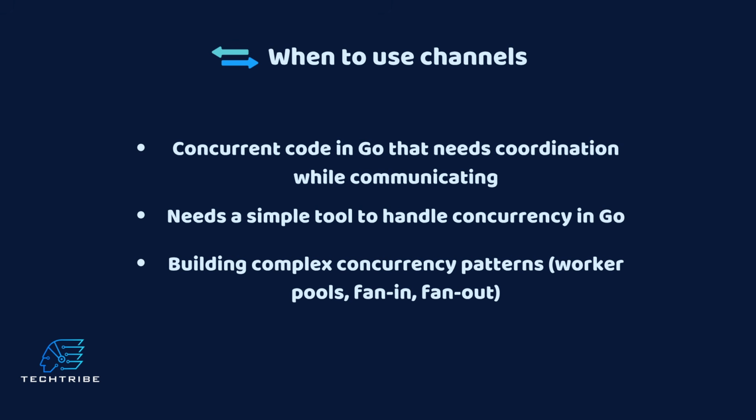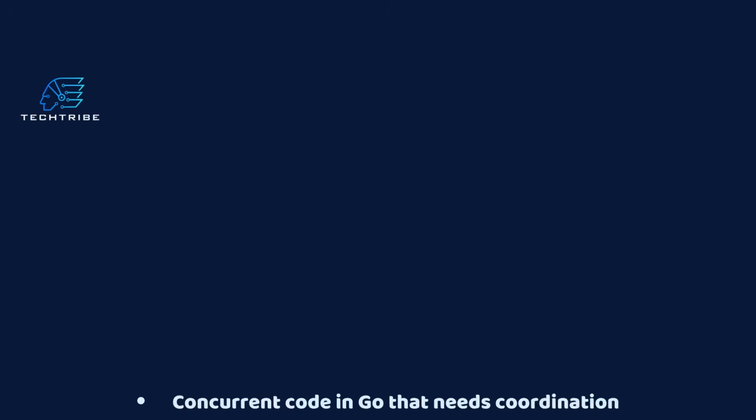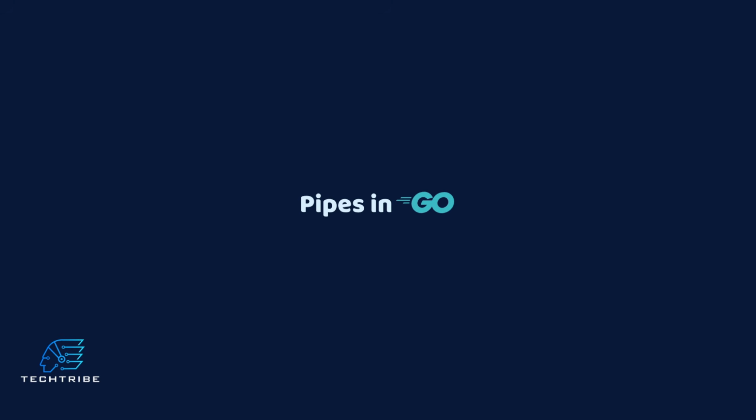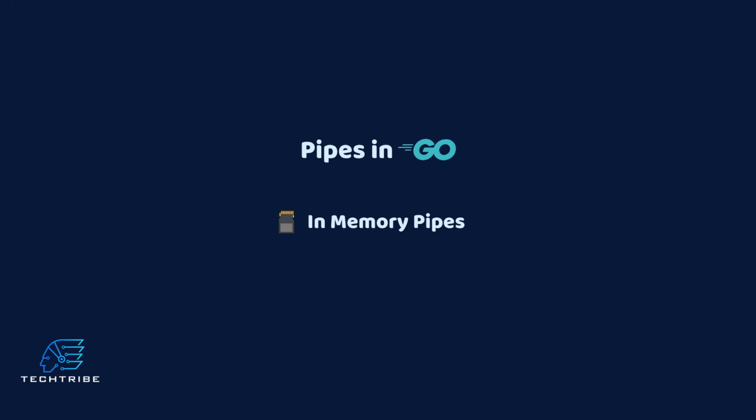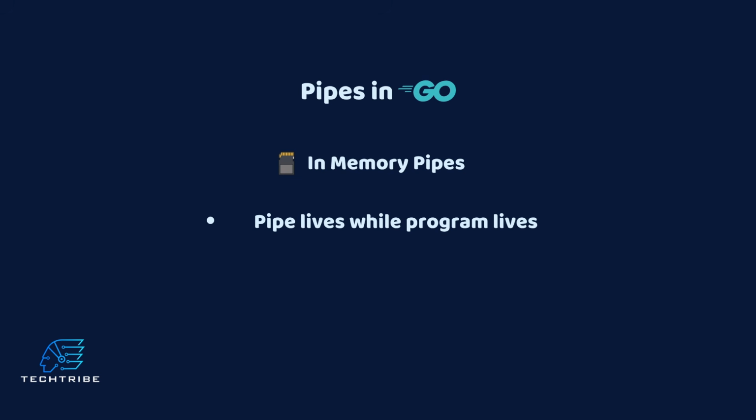Let's now understand how pipes work in Go. Go makes working with pipes pretty straightforward through the standard library. In Go, you face two different types of pipes. The first one is in-memory pipes. This type of pipe lives while your program lives.